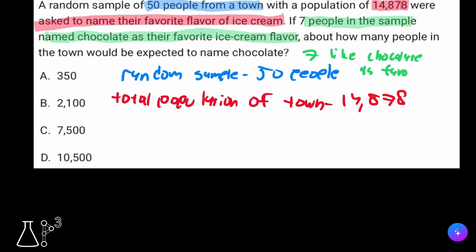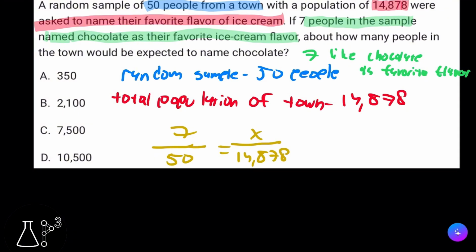And it's important to write everything so you don't get confused in these types of questions to look for the answer. Okay, and we're looking for how many people in the town were expected to name chocolate. So what we can do is do a little ratio to figure out how many people like chocolate in the population of 14,878. So you can do what we did in the previous problem. Let me do this in yellow. We can do 7 divided by 50 to understand the percentage of how many people like chocolate, and then equaling x divided by 14,878 to look for my value of x.